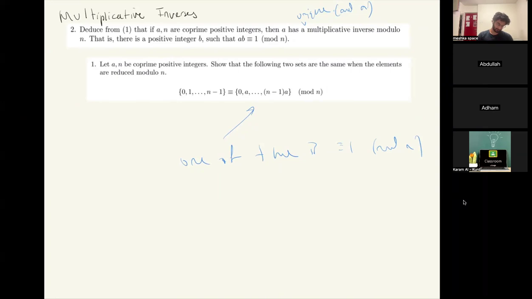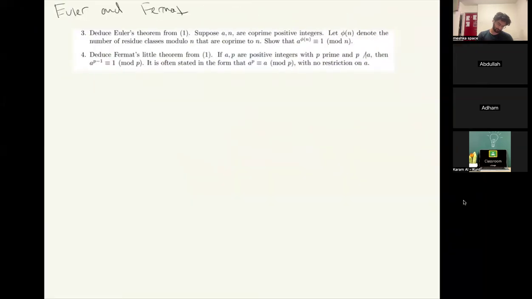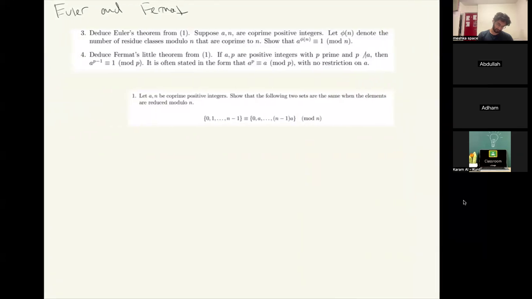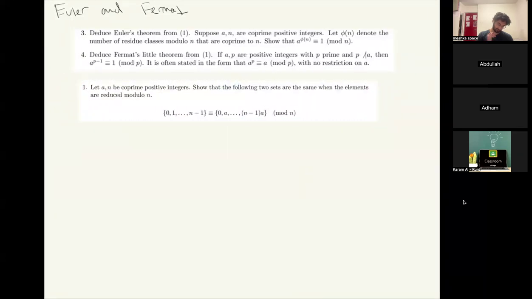Okay, so what's next? Next we want to prove Euler's theorem and Fermat's theorem. I claim that from the fundamental lemma that we proved, you can produce Euler's theorem and Fermat's theorem. So what is Euler's theorem? Again, it's the same setup: n is your modulus and a is your integer.